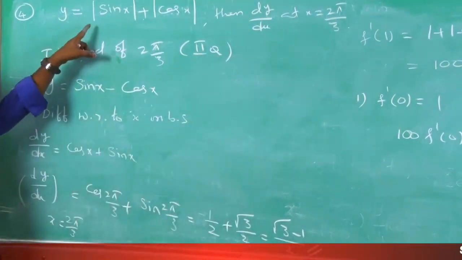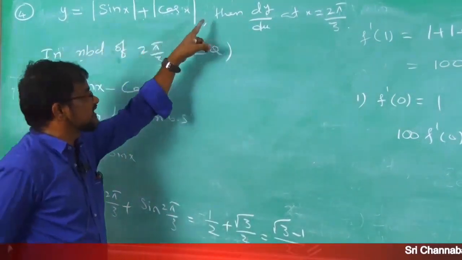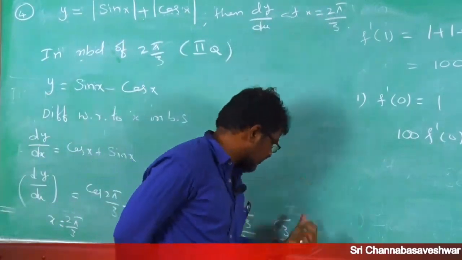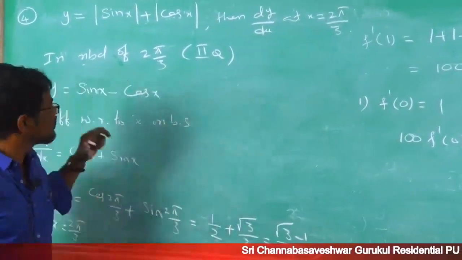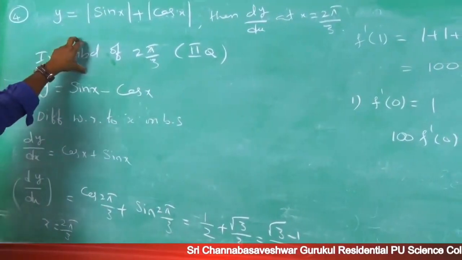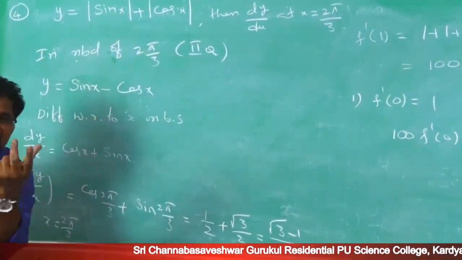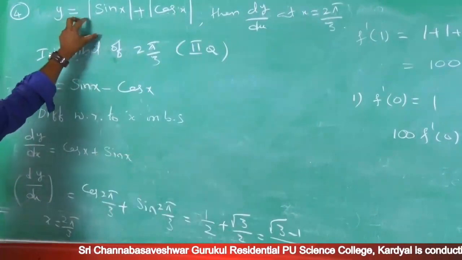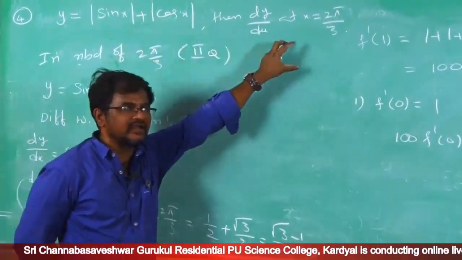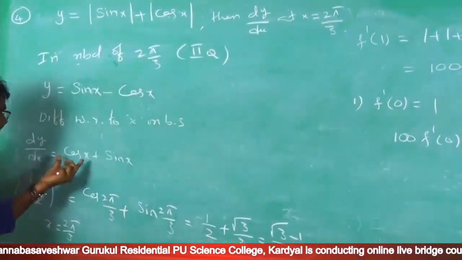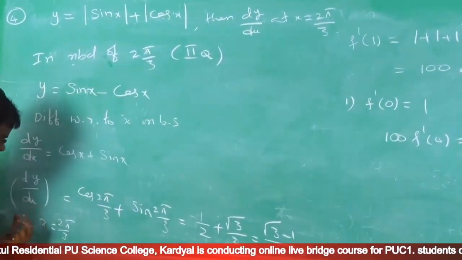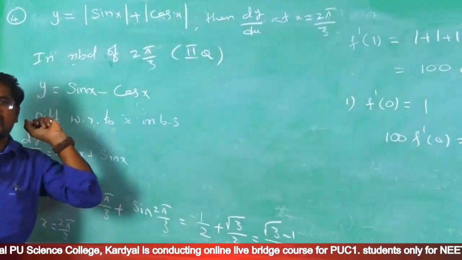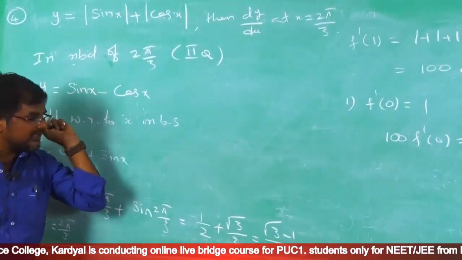Understood? So whenever y equal to modulus of sin x plus modulus of cos x, then dy by dx at x equal to 2 pi by 3 is root 3 minus 1 by 2. For that, what did we do? In the neighborhood of 2 pi by 3, we observed the behavior of modulus of sin x and cos x at this point. According to that, you got plus sin x and minus sin x, then do the differentiation and substitute the value, then you will get root 3 minus 1 by 2.